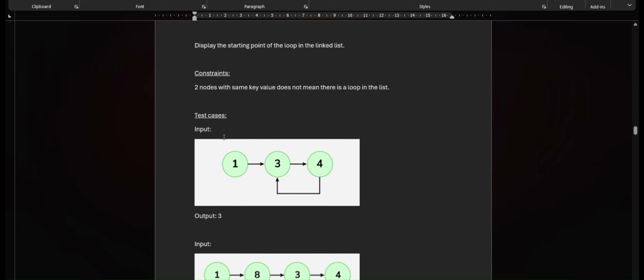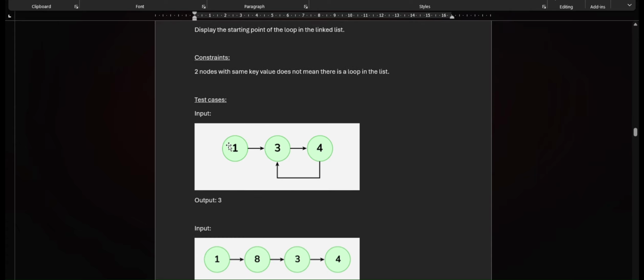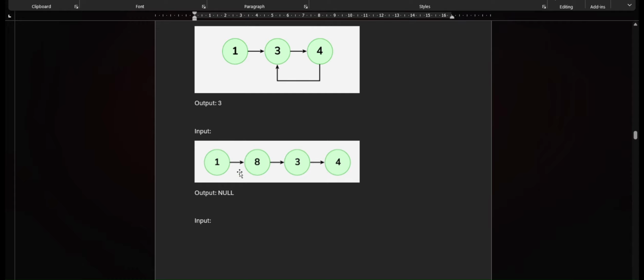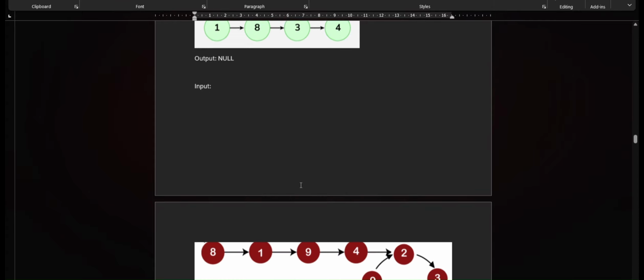So coming to some test cases for this linked list, 1, 3 and 4, where 3 and 4 are forming a loop. So 3 is the first point of the loop and we should be returning 3. And for this linked list, there is no loop, so just return null because there is no loop and there is no starting point of it.